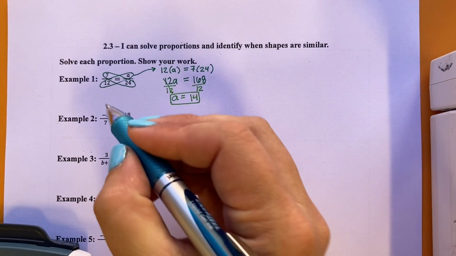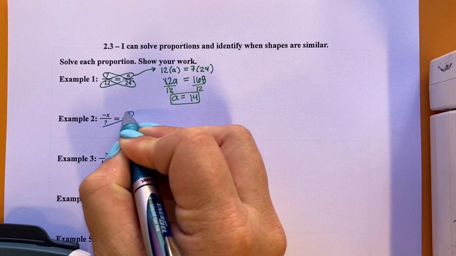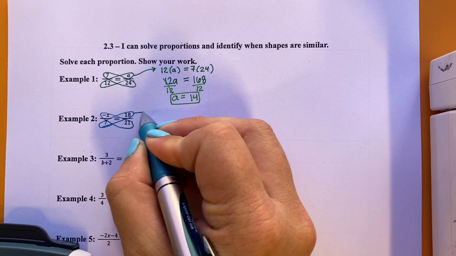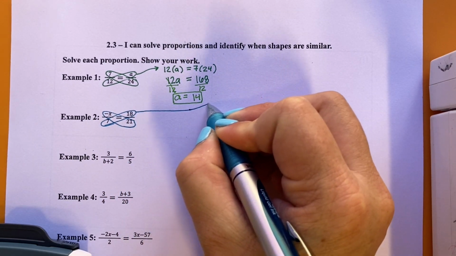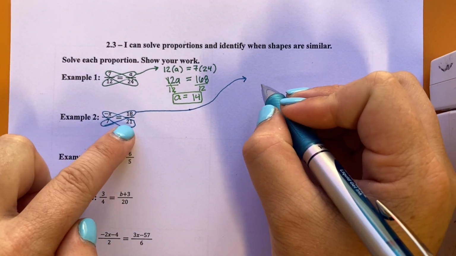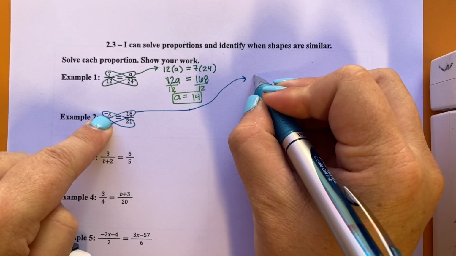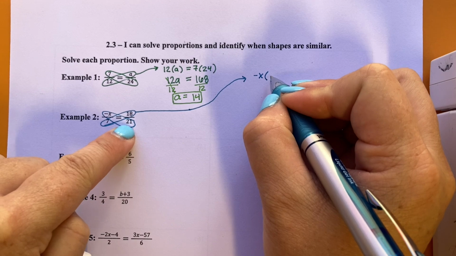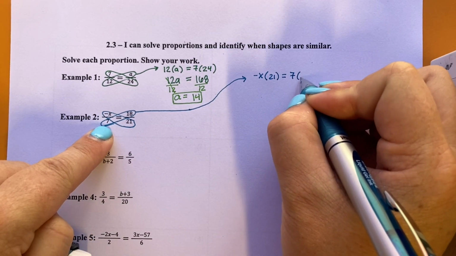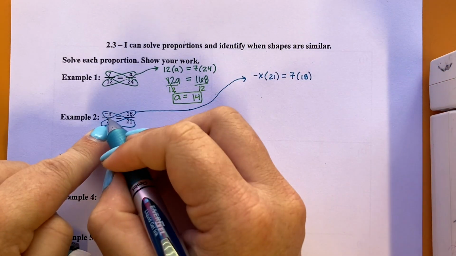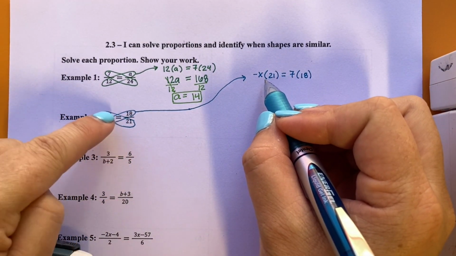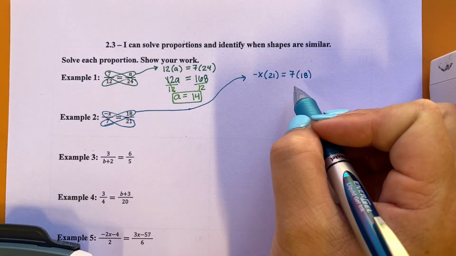Example 2, we're going to cross multiply. I think I've heard some call it a butterfly as well. So that would be a negative x times a 21 equal to a 7 times an 18. The order you write these in doesn't matter. Just make sure that they're grouped with the cross sections.